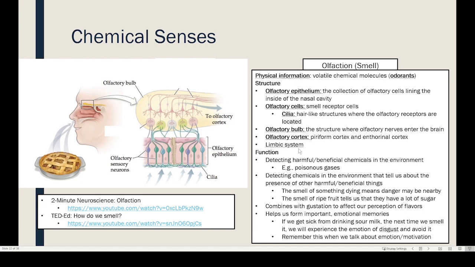And it's tied directly to the limbic system here. So smell helps us form important emotional memories. For instance, if you get sick while drinking sour milk, then that memory will be encoded really strongly by the limbic system. So your memory of drinking the sour milk and the smell of the sour milk. So that next time we smell sour milk, we'll experience the emotion of disgust and avoid it so that we don't get sick. And we'll talk about disgust when we talk about emotions and motivation, but these are really powerful motivators, emotions are, to remember when you did something good or when you did something bad.